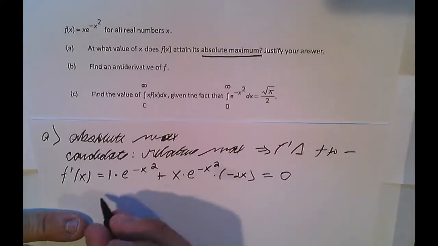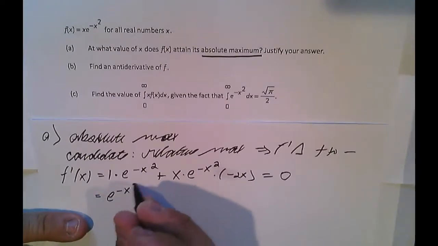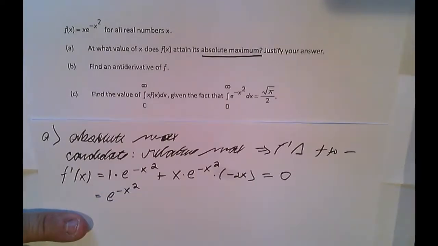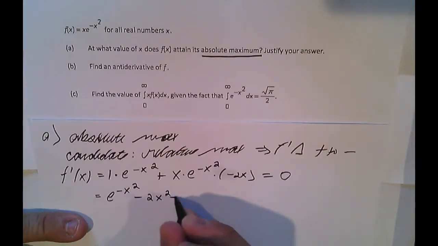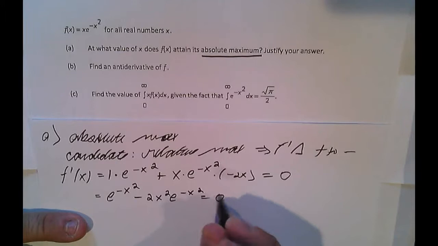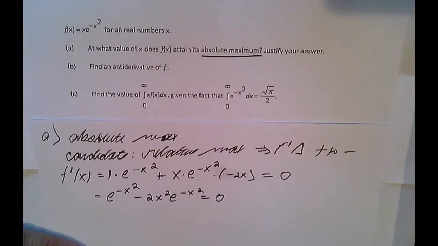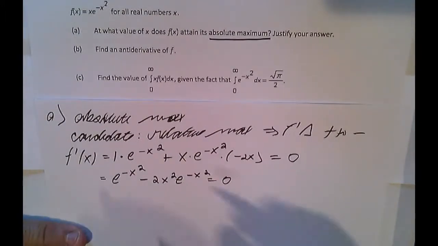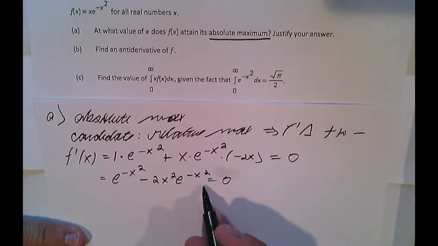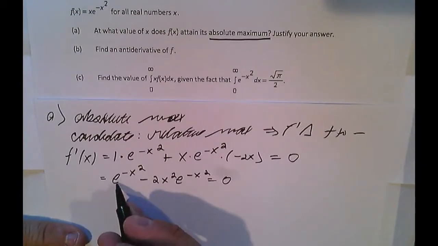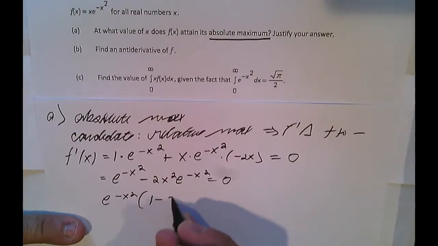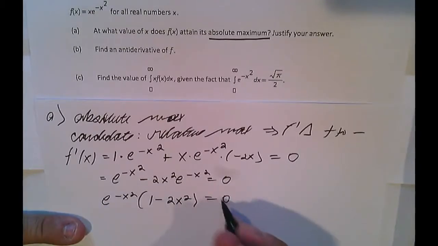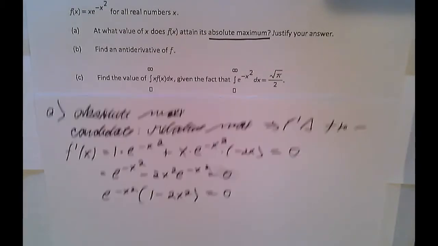You could clean this up a little bit. For example, 1 times e to the negative x squared is e to the negative x squared. x times negative 2x is negative 2x squared, e to the negative x squared. Where's that equal to 0? If you're an astute algebra student, you might notice I've got e to the negative x squared and e to the negative x squared. So why don't I factor that out? And it leaves me 1 minus 2x squared. I'm going to set that equal to 0.